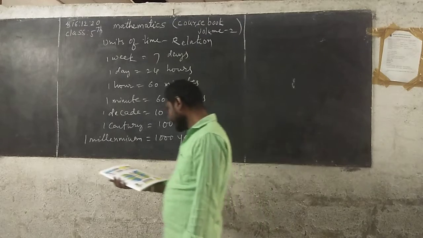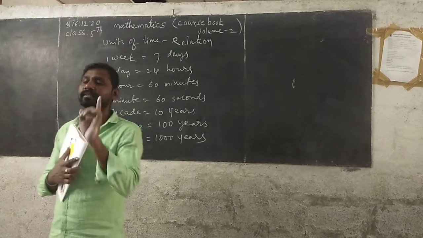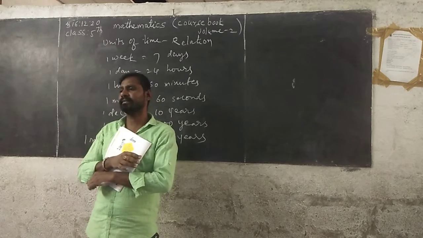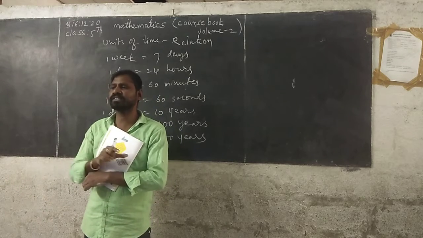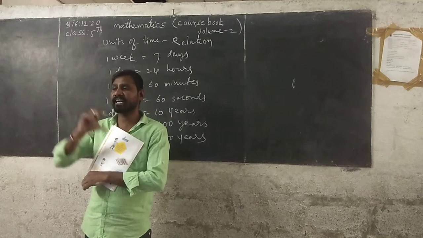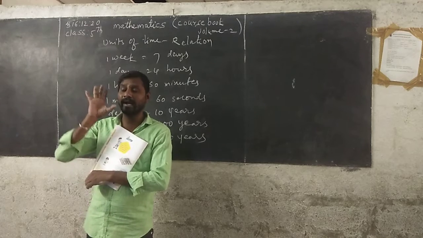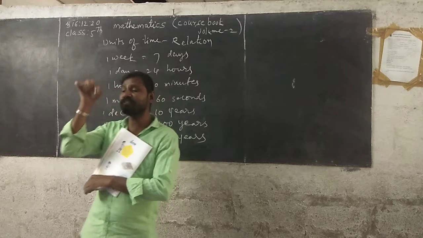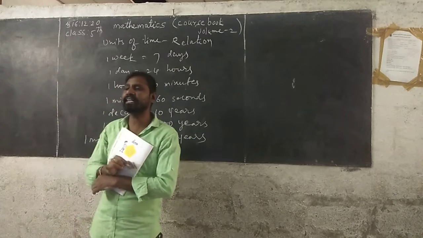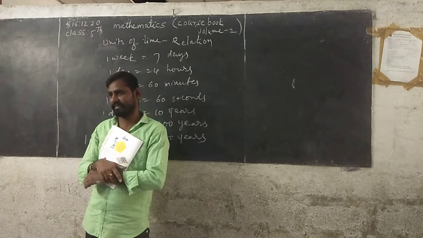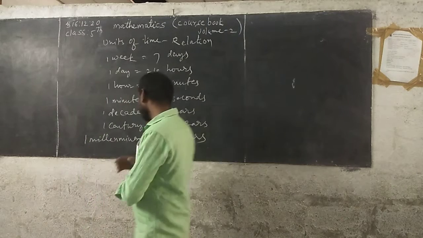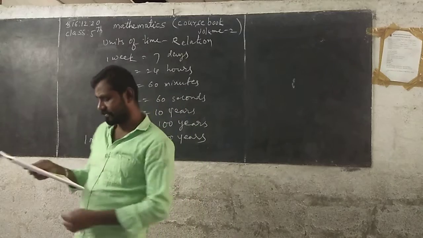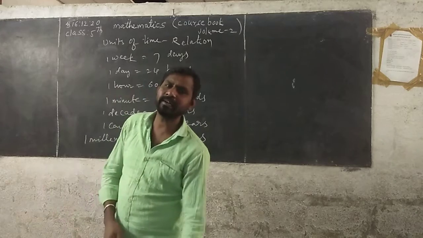See here, the smallest unit of time is seconds. In a clock, the short hand shows hours, the long hand shows minutes, and the thin hand, the thin hand, shows just seconds. So the smallest unit of time is seconds. Okay beta, today your class is completed. Thank you to all.